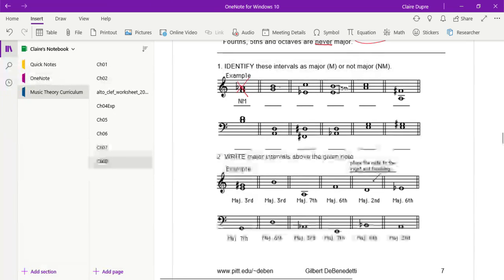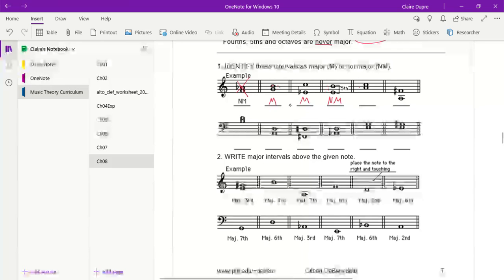So this is the third. 1, 2, 3. Is it major? Is B natural in key G major? Yes, it is major. E flat. Key B flat has 3 flats. B flat, E flat, and A flat. This note is C. Is that flat? No. Is C flat in the key signature? No. That is major. This is a fifth. 1, 2, 3, 4, 5. Automatically not major.